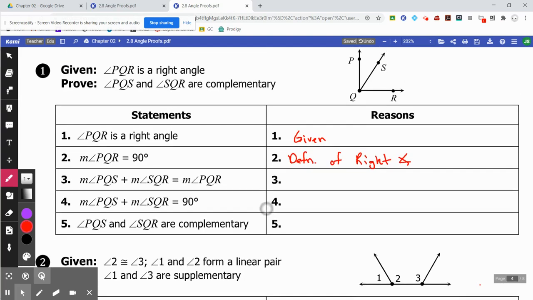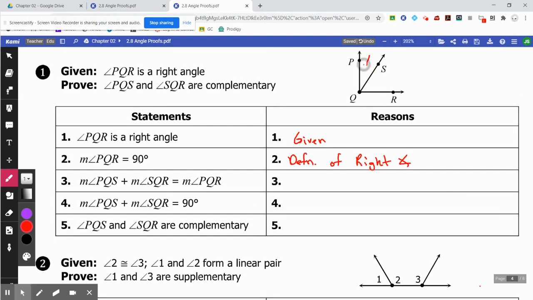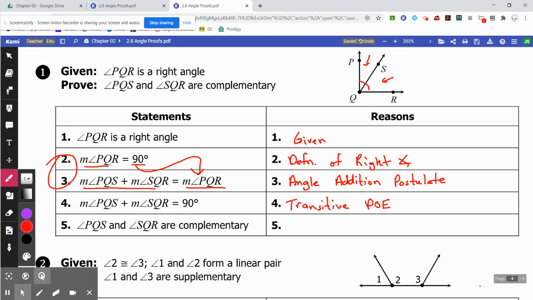Okay, next up it says the measure of angle PQS, which is this angle, plus the measure of SQR, which is this angle, is equal to the whole angle measure. That's your angle addition postulate. And in the next step, we're simply going to combine 2 and 3. If PQR is 90 and PQR is also equal to this, we can replace that. You can say either transitive or substitution here, then PQS plus SQR has to be 90. And finally, if two angles add up to equal 90 degrees, then they are complementary.